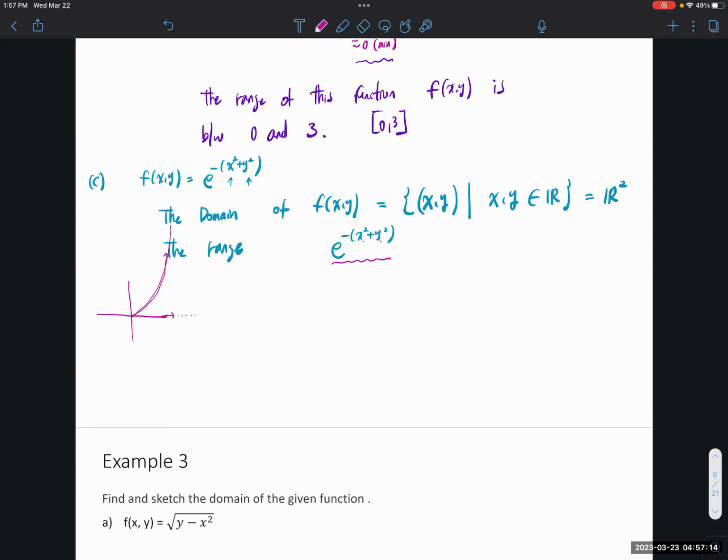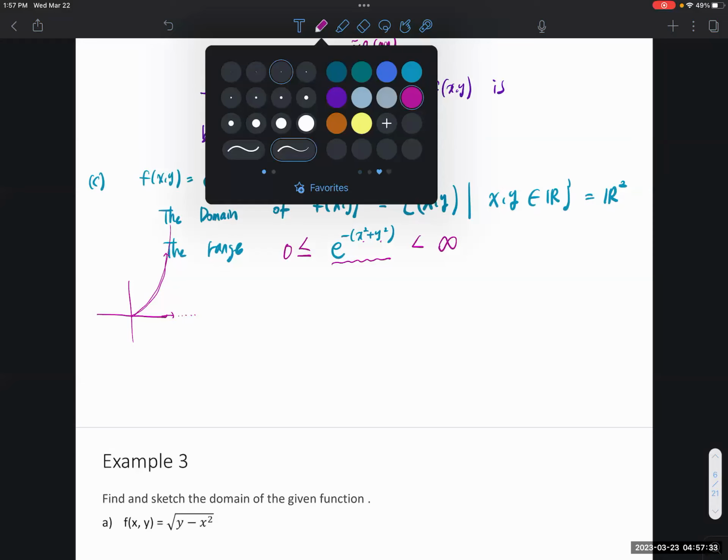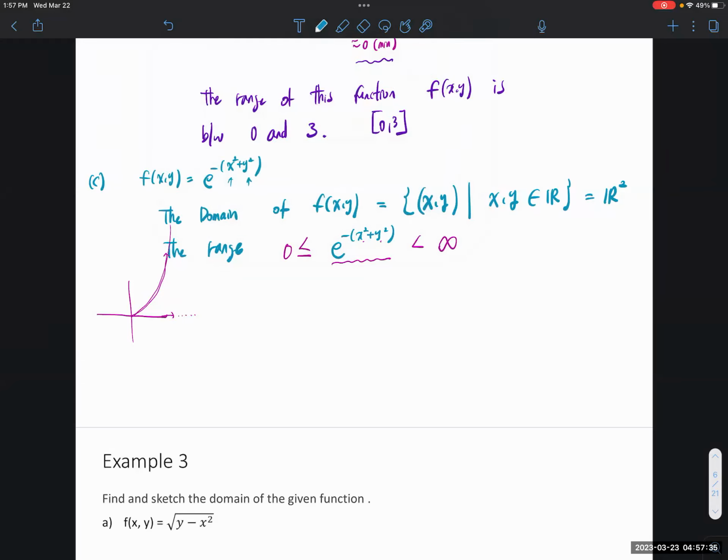So what are you guys going to do? This is going to be between 0 and infinity. So your outcome is going to be 0 to infinity. Are you guys okay? And I'm specifically looking for the possible x and y. So let's continue. First of all, from this knowledge, I'm going to modify it a little bit.